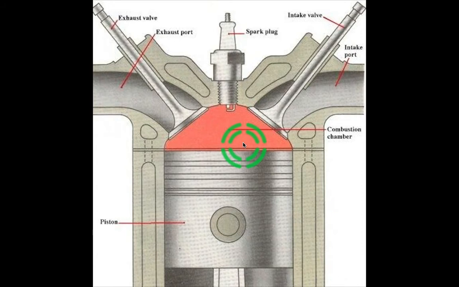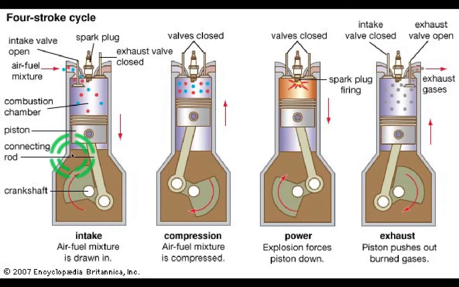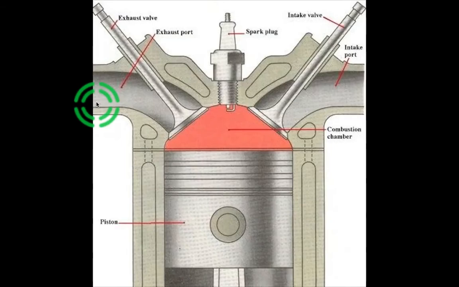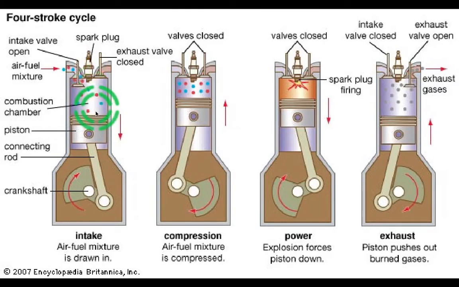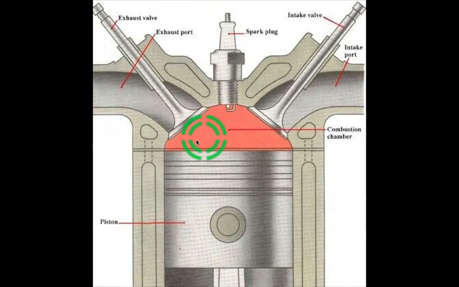Okay, so this is a zoom-in of the cylinder, where this is your combustion chamber. See here, it labels the whole thing combustion chamber. I don't think that's right, because this is actually your cylinder. Combustion happens exactly in this area, right?